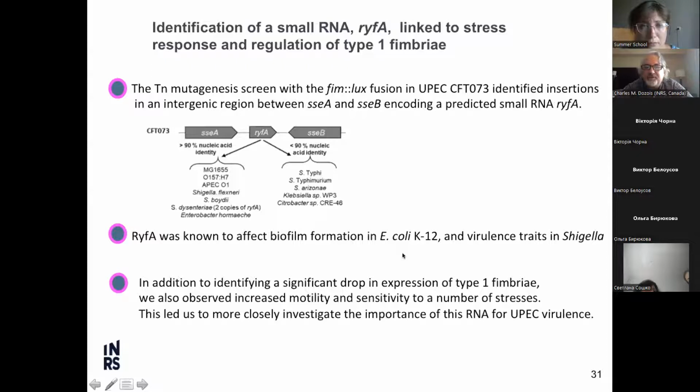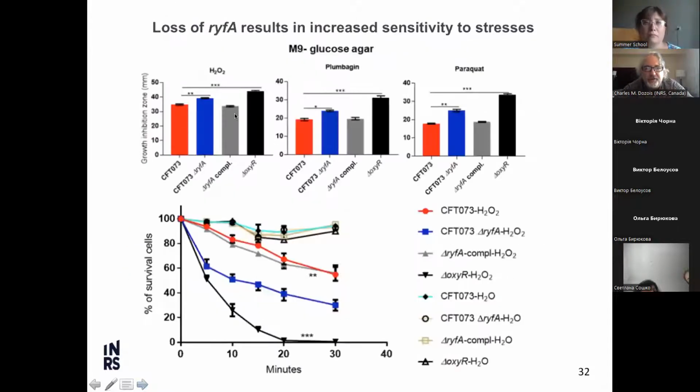In our case, well, we made a knockout and wanted to see what would be happening in our urinary tract pathogenic strain. And so we were interested in looking at, since we saw a drop in the level of type 1 Fimbriae expression with this mutant, what was occurring at the level of UPEC virulence. So again, as with the YQHG mutant, we did see an increase in sensitivity to certain kinds of stresses.